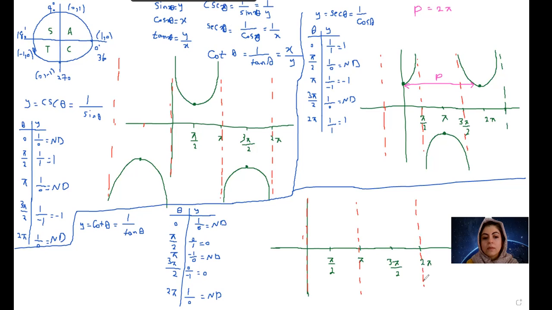Now, cotan is 1 over tan. So in the first quadrant, everything is positive. I didn't do pi over 2, so let me do pi over 2 as well. Pi over 2 is 0, and 3 pi over 2 is 0. So in the first quadrant, from 0 to pi over 2, everything is positive, so you have to go toward the asymptote. So I have to go up.